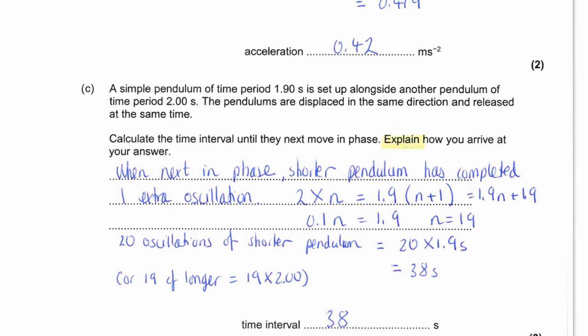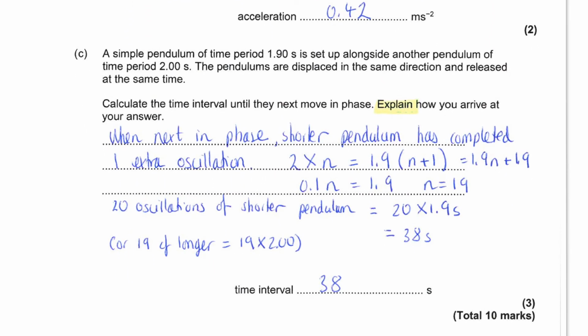Finally, part C, we have a simple pendulum of time period 1.9 seconds is set up alongside a second pendulum with a time period of 2 seconds. They're displaced in the same direction and released at the same time. You are asked to calculate the time interval until they next move in phase. And very importantly here, you are required to explain how you arrive at your answer. So only one of the 3 marks is allocated for your final answer here.